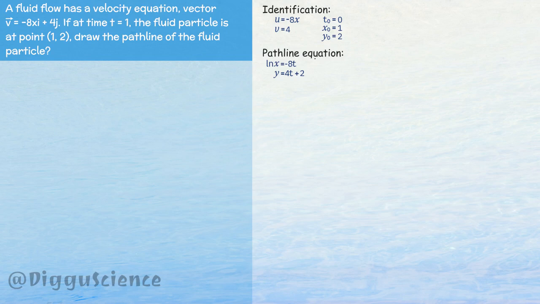Now, to plot this position on the coordinate plane, we can relate these two equations by eliminating the value of t. We can use the value of t from the equation for y. t equals (y minus 2) over 4. Next, substitute the value of t into the equation for x. Ln x is equal to -8 times (y minus 2) over 4. Ln x is equal to 4 minus 2y. Simplifying it, y is equal to 2 minus half of ln x.